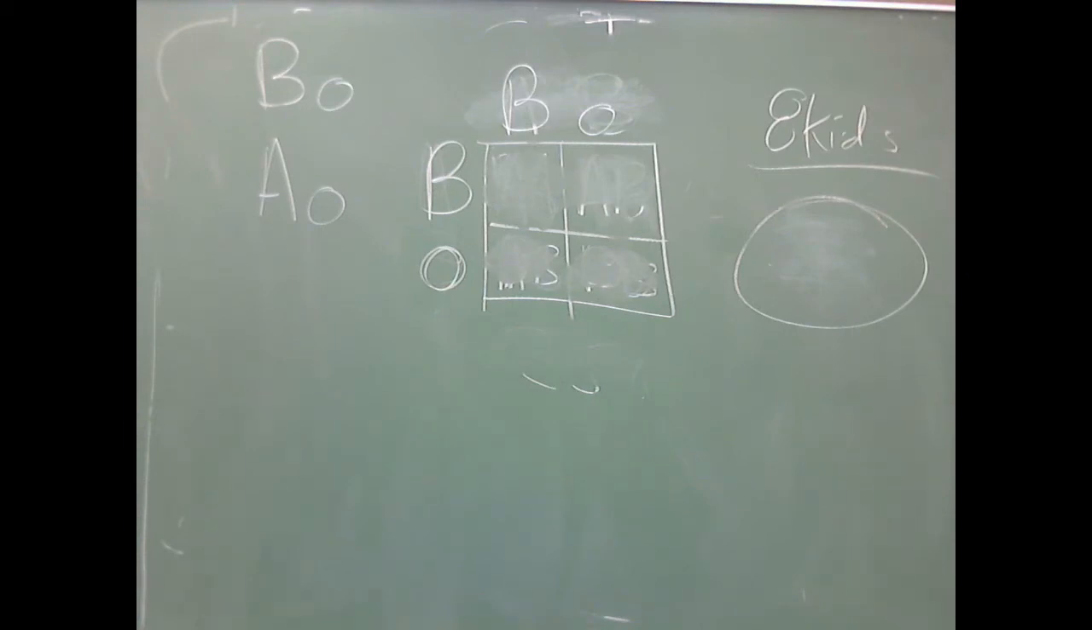Okay, give me a few more seconds on that. All right, how many of the kids will have type B blood? 6. Everyone see how we got 6? That's correct. And then 2 will have type O blood.